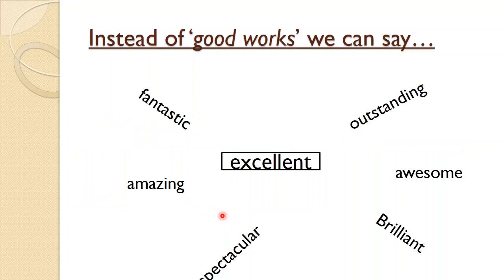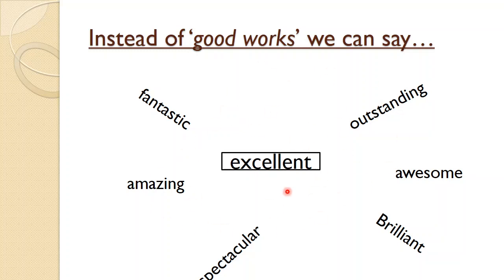Now let's look at this example. Instead of saying good work, we have many options that we can say. If you have different teachers, one teacher will say excellent. Instead of good work, one teacher will say excellent. Other teachers also have options of saying, one teacher will say fantastic, one teacher amazing, another teacher will say spectacular, another will say outstanding, another one awesome, another one brilliant. You see, these words all mean the same thing. They all mean good work. So these words are called synonyms. They all mean that the work that was done is good.